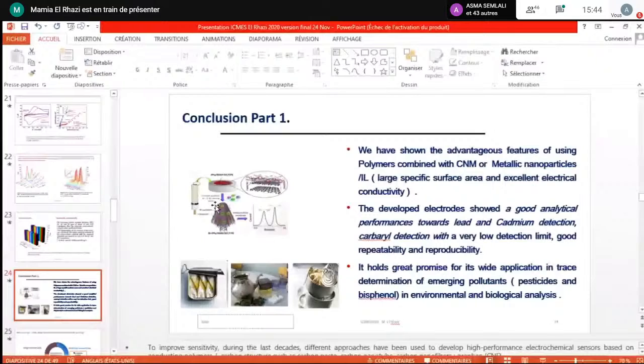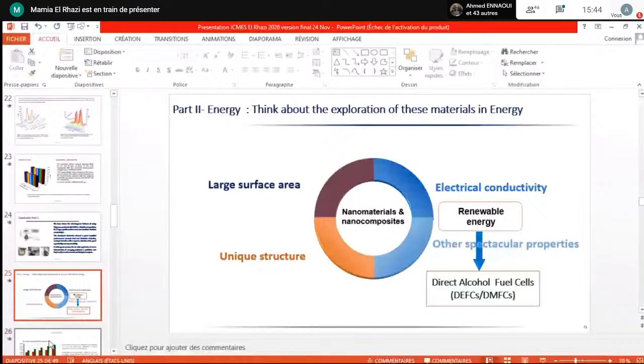In the second part, since we know how to prepare different hybrid materials, we study the exploration of these materials in energy. So, as you know, nanomaterials and nanocomposites offer a large surface area. They offer unique structure, good conductivity, and other spectacular properties, and they are used in different fields. So, we try to apply our material for direct alcohol fuel cells, and for this we will study methanol and ethanol oxidation.